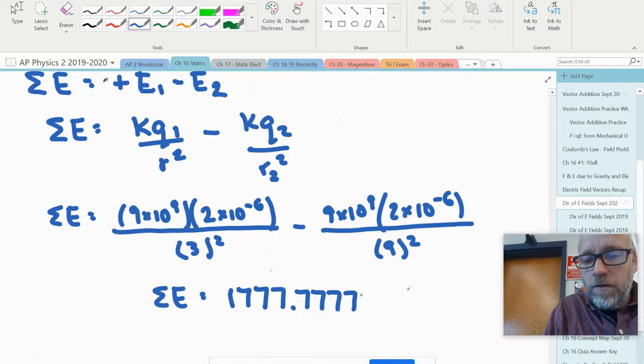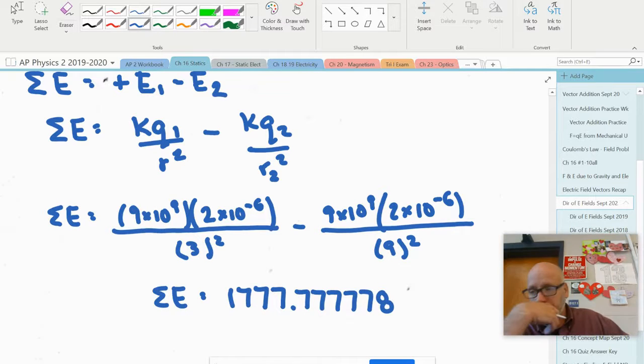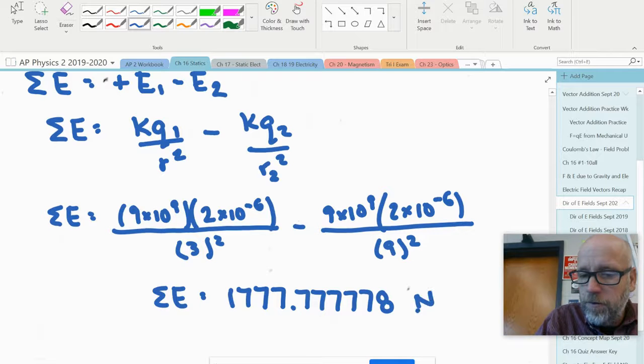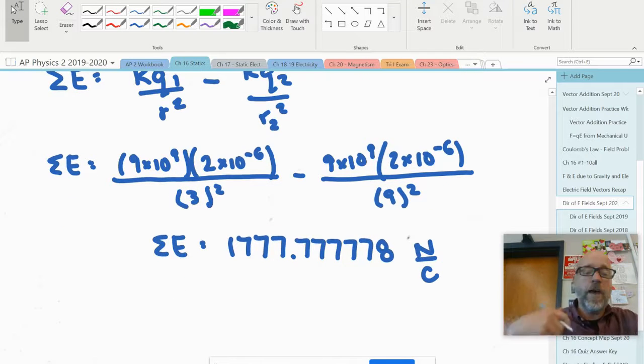Now, this is where teaching on my own scares me, because I don't have somebody to check this with. But I got 1,777.777778 newtons per coulomb. Anybody else get that? Yeah, what are you going to say? Doesn't that look stupid? You'd never write that many digits. You'd never just write what's on your calculator.